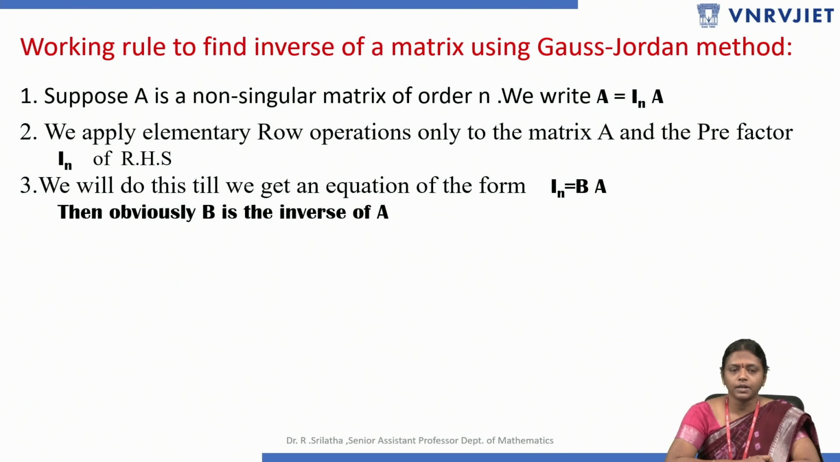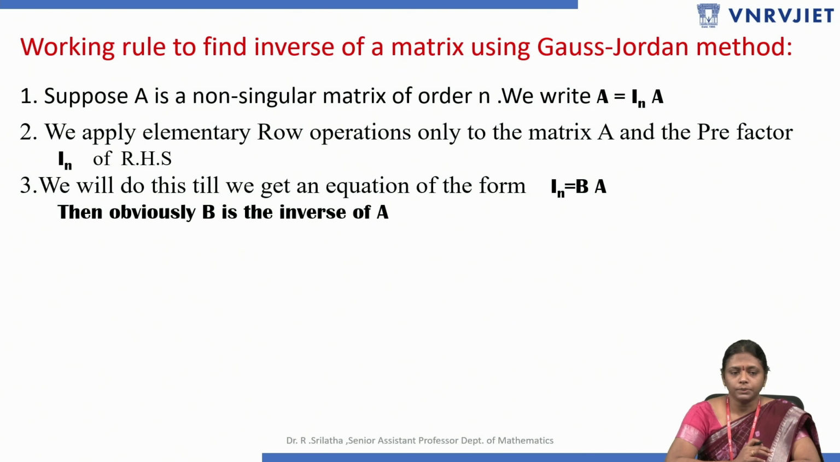If the order of the matrix is 4 by 4, we take n equal to 4. If it is 5 by 5, we take n equal to 5. So we write A is equal to the identity matrix of order n times A. Moving on to step 2, whenever we convert the given matrix into the identity matrix, we apply only elementary row operations, to the matrix A on the LHS and to the prefactor matrix, that is the identity matrix of order n, on the RHS.